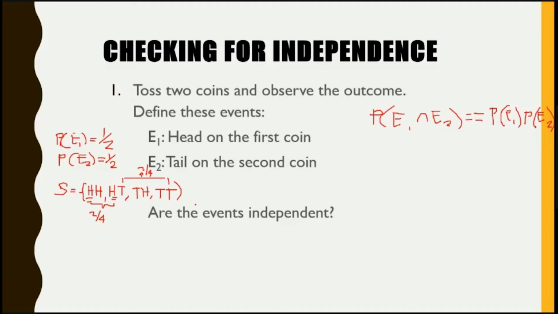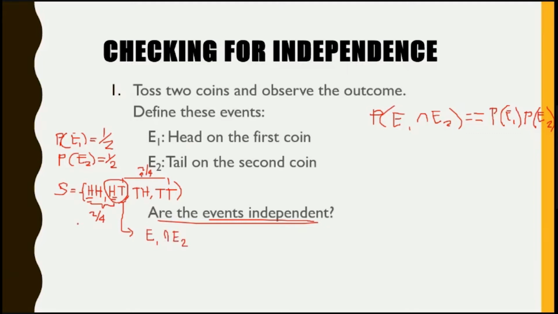Now, we are checking if these two are independent events. If we combine the two, head on the first coin and tail on the second coin, which among these outcomes has head on the first coin and tail on the second coin? If we check the outcomes, that is the second sample point. And this is actually our intersection of E sub 1 and E sub 2. Again, when we say intersection, this is the common outcome of events.